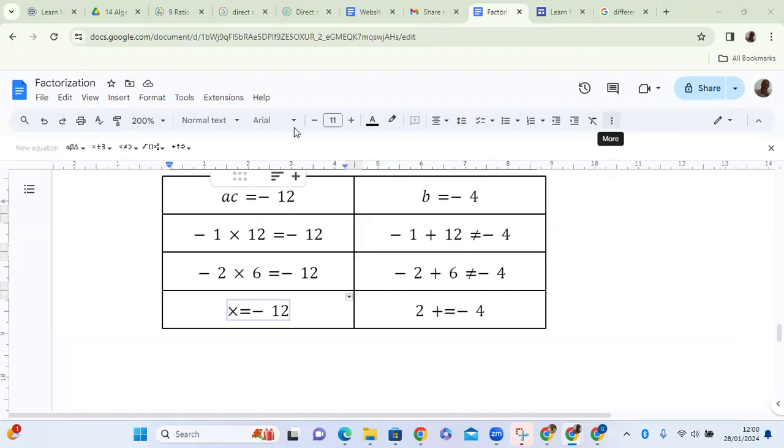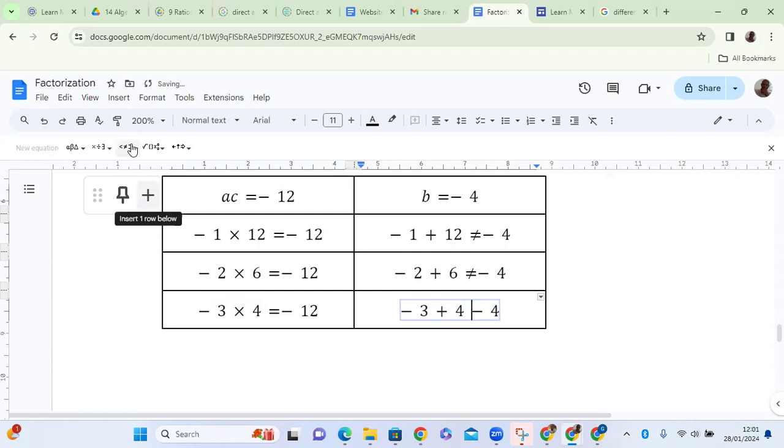So let's try negative 3. Can negative 3 go into negative 12? Yes. Negative 3 times what will give us negative 12? Negative 3 times 4 will give us negative 12. Now, will negative 3 add to 4 to give you negative 4? No. So we still have to move on.